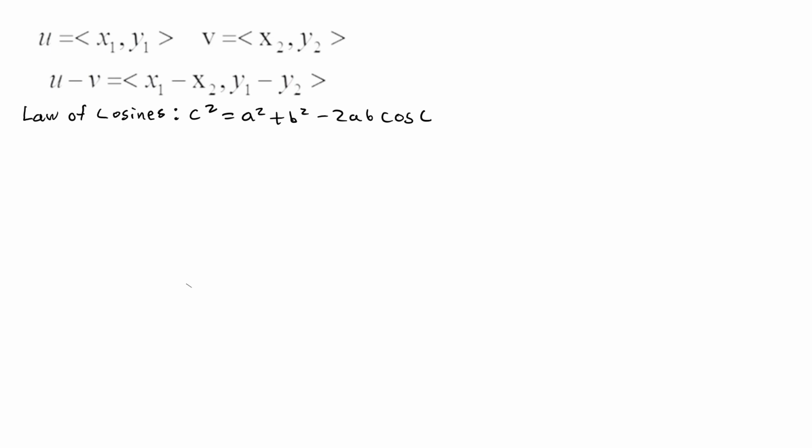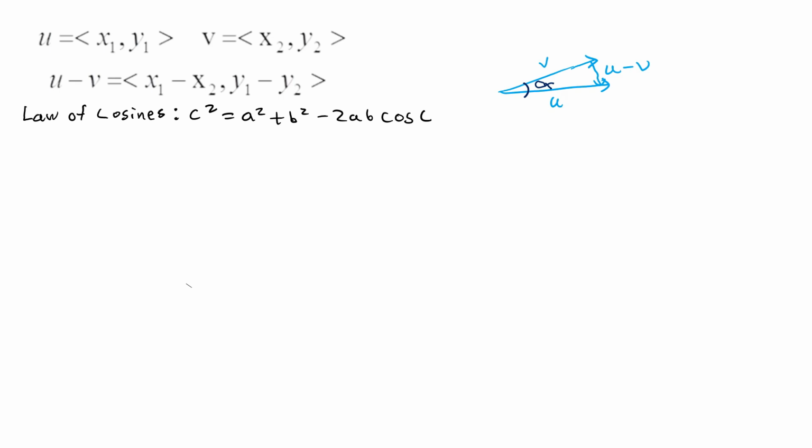So let me draw a picture that may not have made sense here. We can say that this is vector v, and this is vector u, and this is vector u minus v. And then we can say that this is angle alpha, the angle between the two vectors.